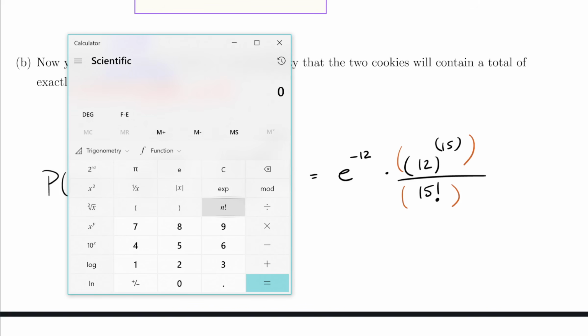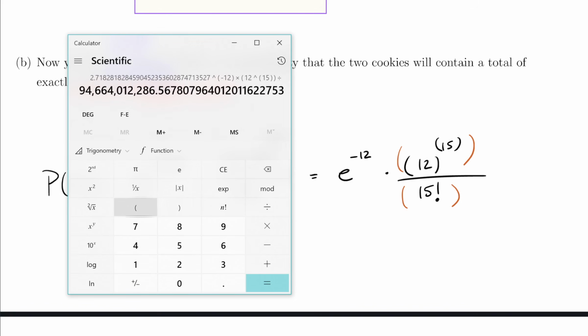So typing this into my calculator, I'll get e to the exponent negative 12 times, first parentheses for the top of my fraction, 12 to the exponent 15 in parentheses because it's 2 digits, close the exponent parentheses, close the top fraction parentheses, divided by my 15 factorial, close parentheses, and then we get this value, rounded to 4 decimal places, is 0.0724.